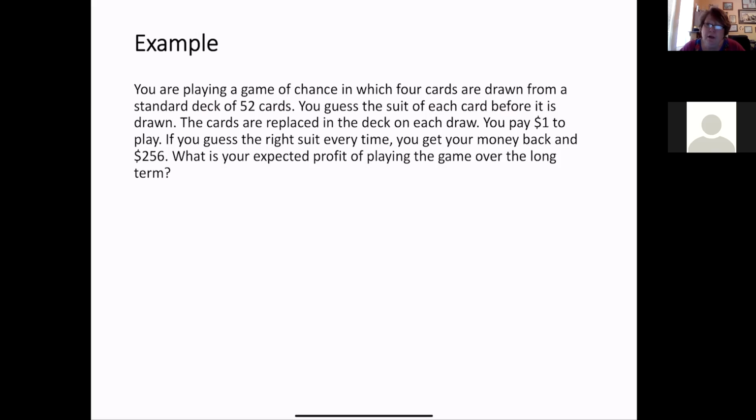So then they put the card back in the deck and they reshuffle, and you pick another card. Now you pay $1 each time you play the game. So each time you make a guess, you pay $1.